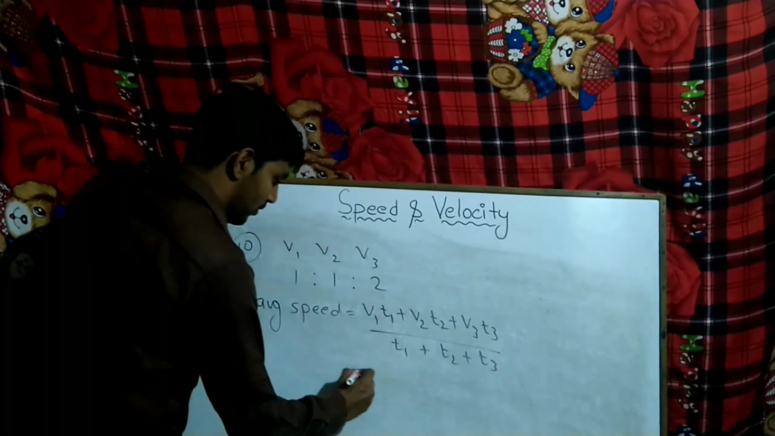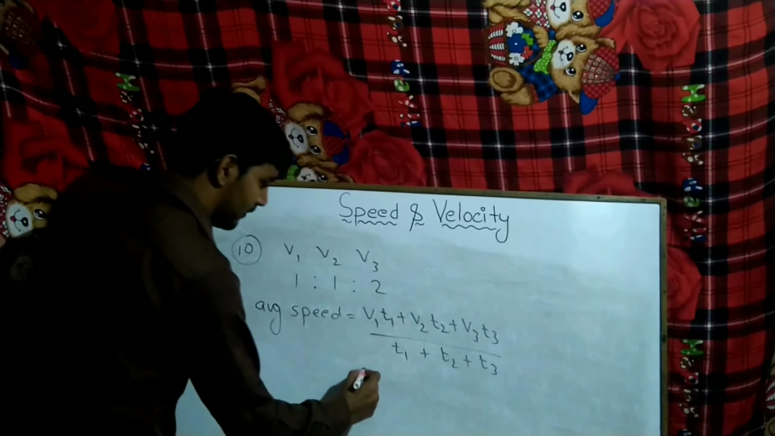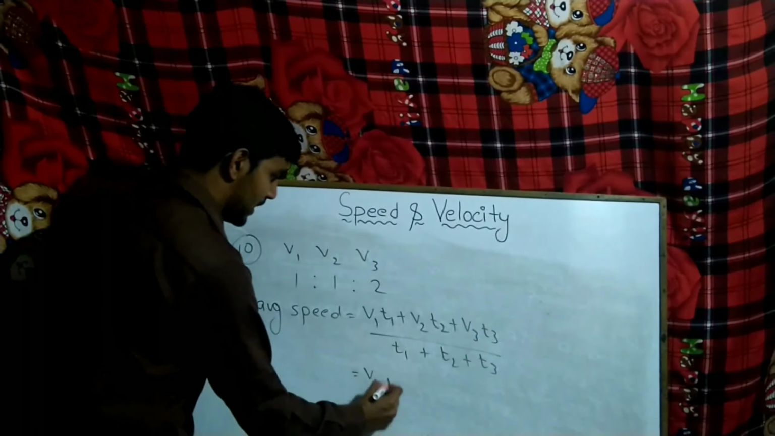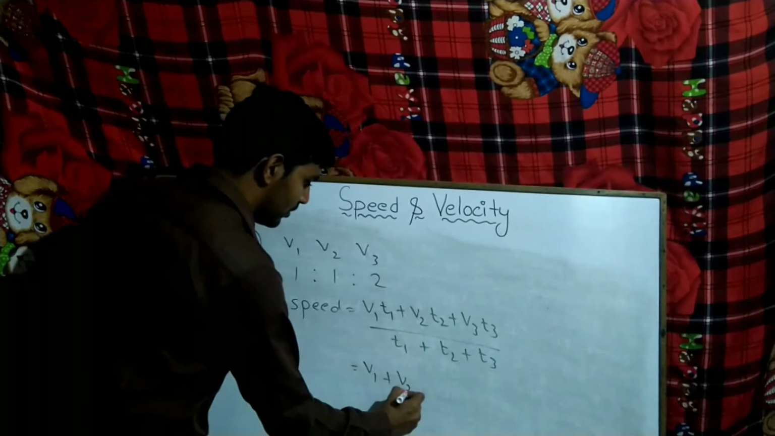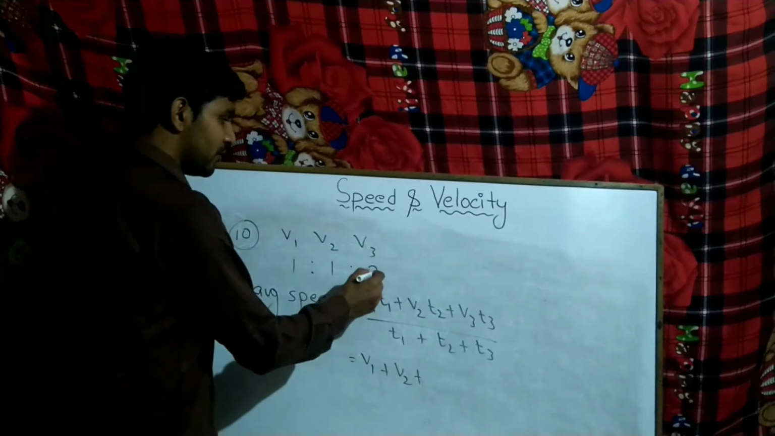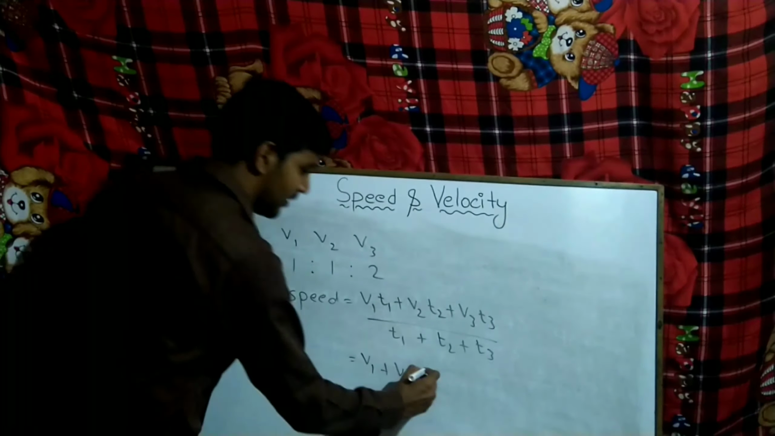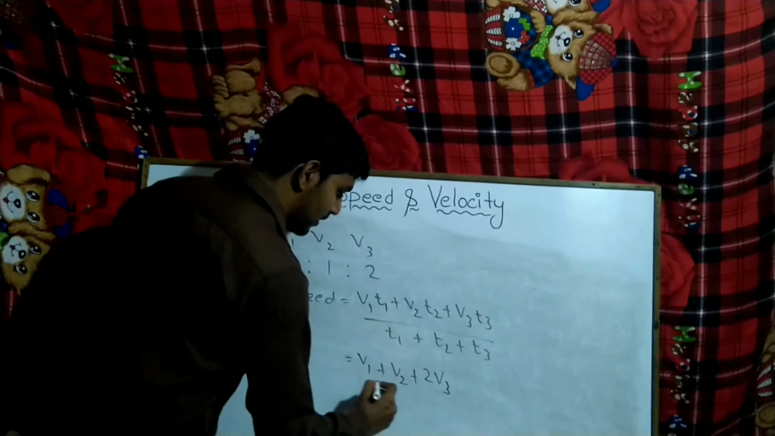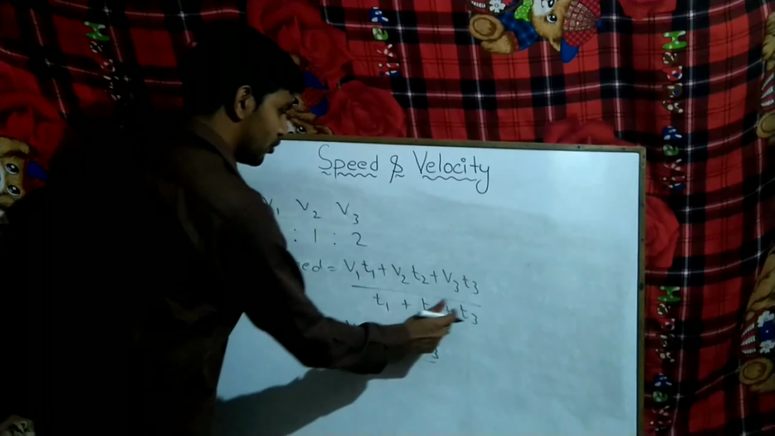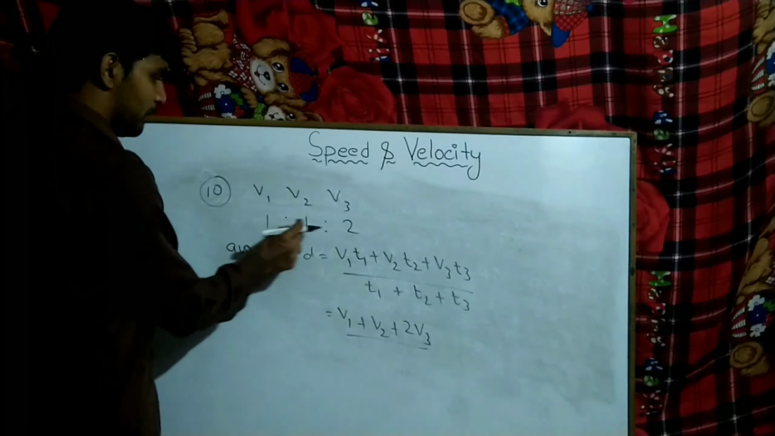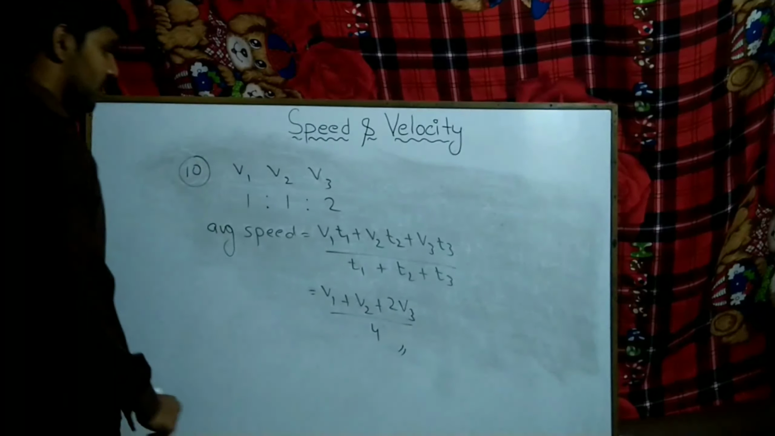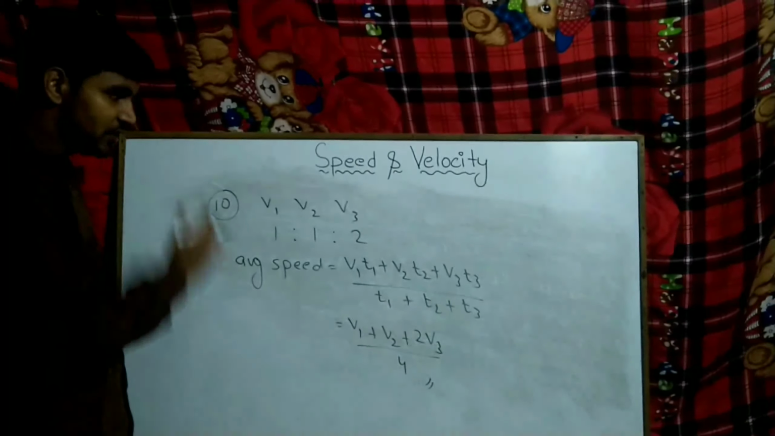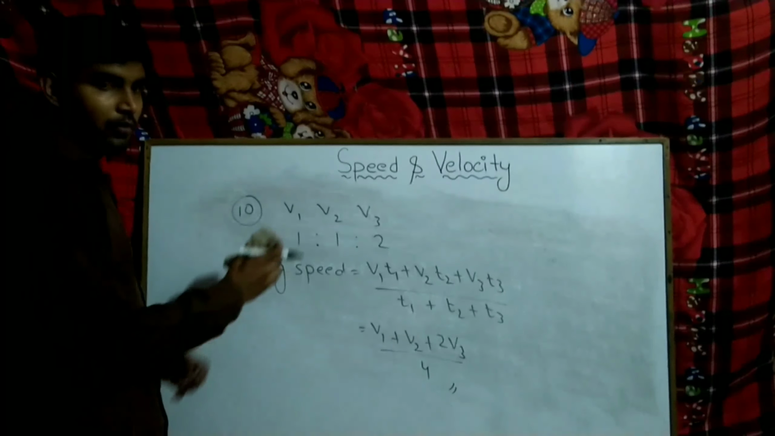Now V1 how much? V1 into 1, plus V2 into T2, also 1, so V2, plus V3 into 2, so 2 V3, by T1 plus T2 plus T3. So 1 plus 1 plus 2, it comes 4. So this is the answer. Okay, this is the 10th problem. Now 11th.